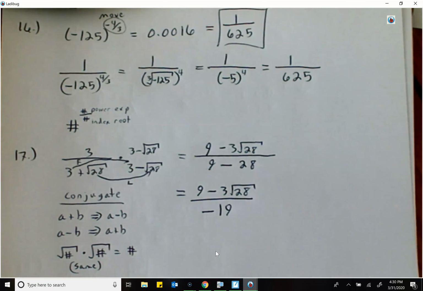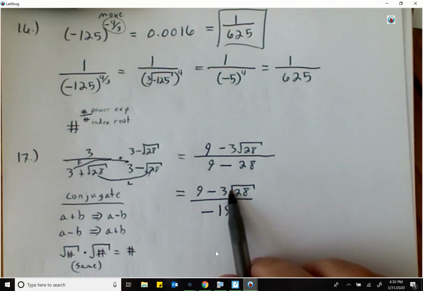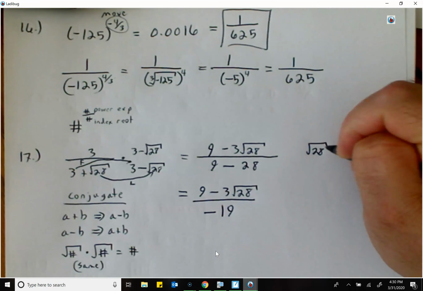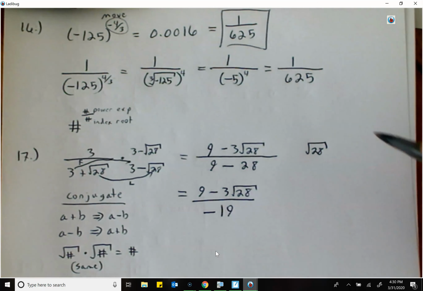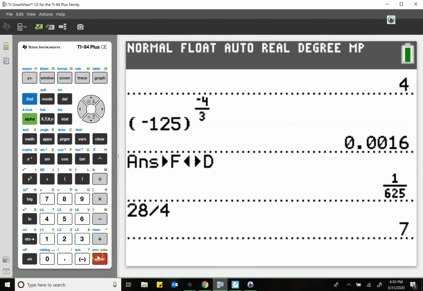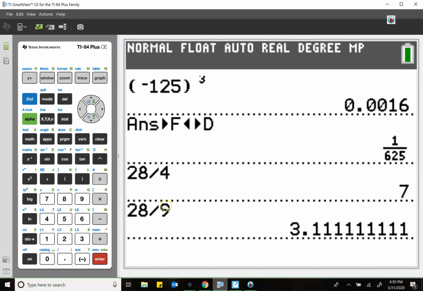Okay? Now, we're not done, because the question is, can this square root of 28 break down? And it can. Okay, so we need to find the biggest perfect square that divides it. So 28 divided by 4, that's our first perfect square because it's 2 times 2, 2 squared, is 7. Let's try the next one. 28 divided by 9. Did that work? Nope, because 9 is a perfect square. 3 times 3, 3 squared.